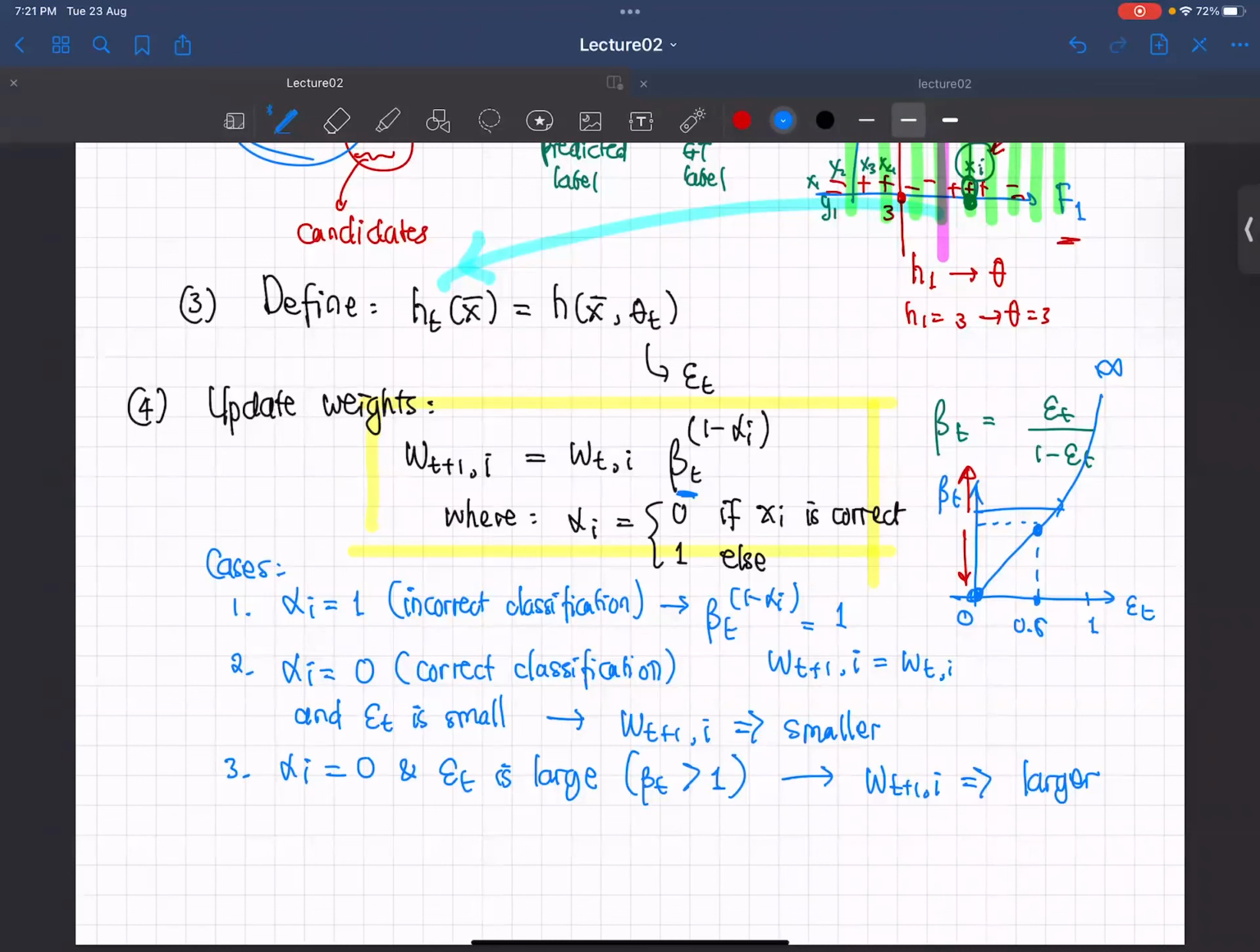Why is that? Why do we have to increase the weight for case 3? Well, it means that you don't trust the system. You don't trust your classifier because you think that the classifier is a bad classifier. Even if it is correct labeling, correct classification, you have to penalize that.